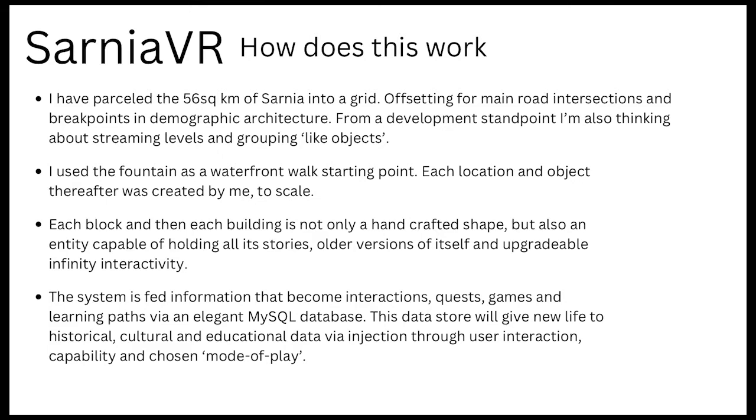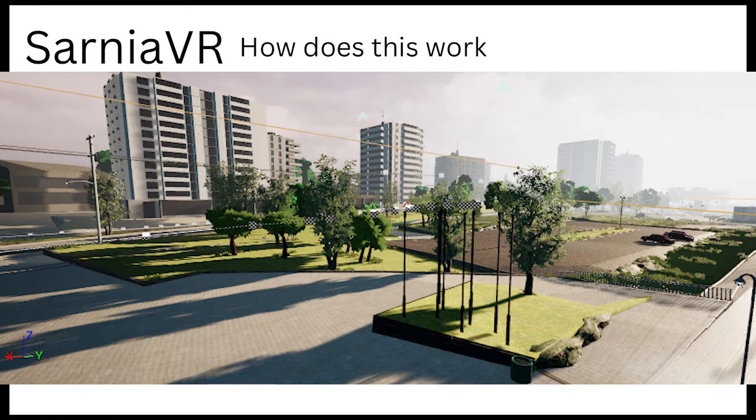All right, each block, physically, like the geometry of each block, is an identifiable object, unique, right? And then each building is not only a handcrafted shape by me and hopefully by other people, because again, I'm one guy, this is my interpretation, but that's kind of the point. Walk around SarniaVR as I've made it, point out where I've really messed up, because I'm not from here, not like you guys are.